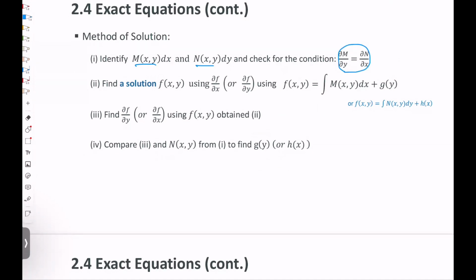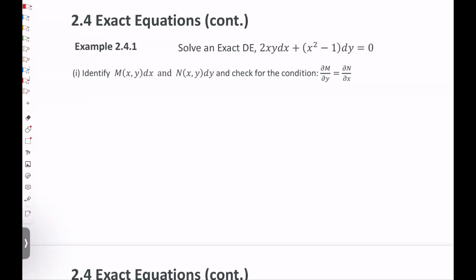And then you need to take the partial derivative of one in terms of x or in terms of y, and then find the partial derivative of the other one. And then compare, and find the g of y. Those are the four steps. So basically you have an option as a second step. You're going to take the partial derivative of x or y.